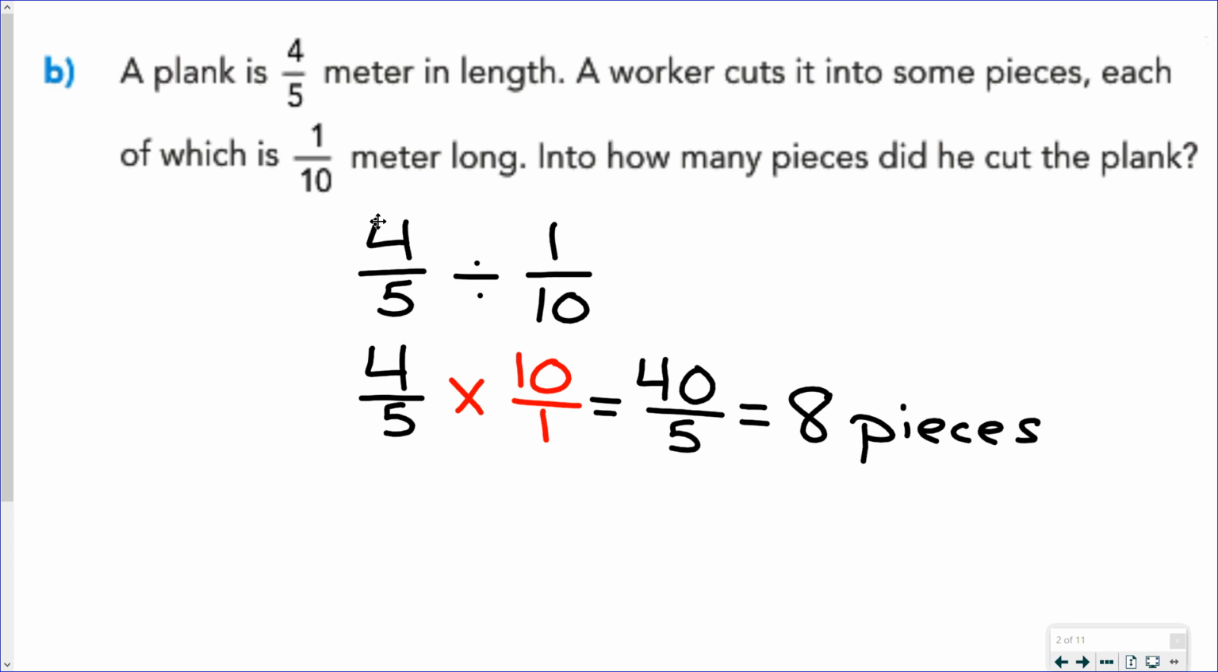If we had done our simplifying earlier, we would have divided both the 10 and the 5 by 2 or by 5 to get 1 for 5 and 2 for 10, and then 4 times 2 is 8. So we would have ended up with 8 pieces. Either way we do it.